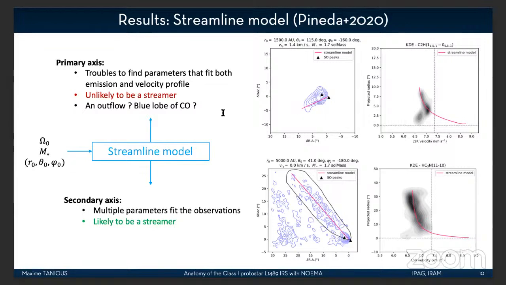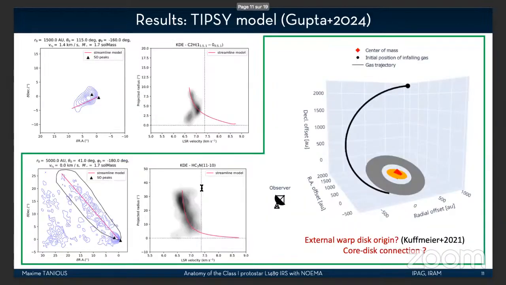And actually, it may be a part of an outflow that is detected in a CO observation from Yen 2014. On the other side, looking at the secondary axis, we saw that multiple parameters fitted the observation, and so we concluded it's likely to be a streamer. And to confirm that, we ran another model that is a TIPSY model.